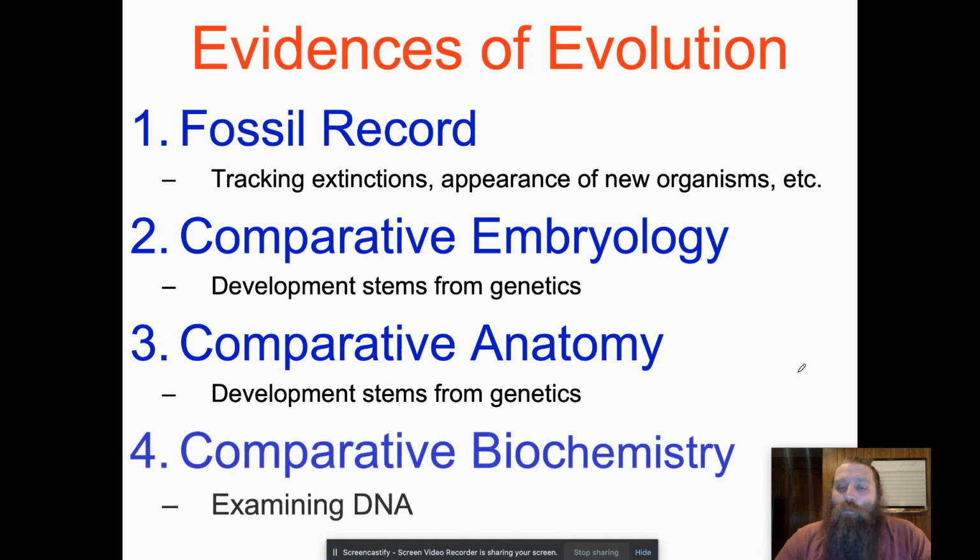And the last one is comparative biochemistry. And this is when we actually look at the DNA, we look at amino acid sequences in proteins, and we see how similar two proteins are in two different organisms, or two different genetic strands are in two different organisms.